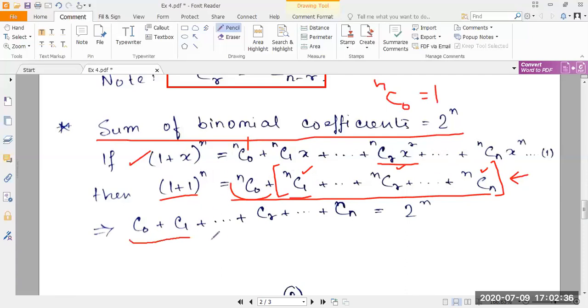So you see, I found out that the sum of these n plus 1 terms is essentially (1 plus 1) whole to the power n, which was on the left hand side, and I transposed it to the right hand side and I get (1 plus 1) whole to the power n.